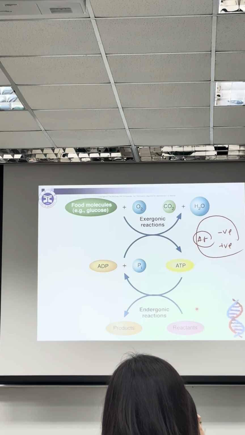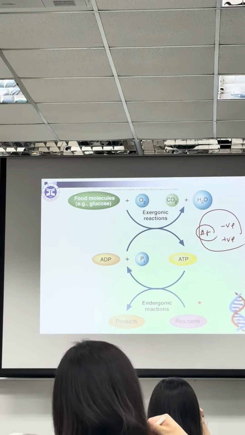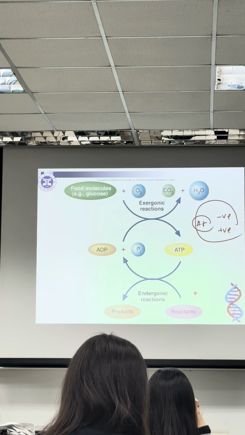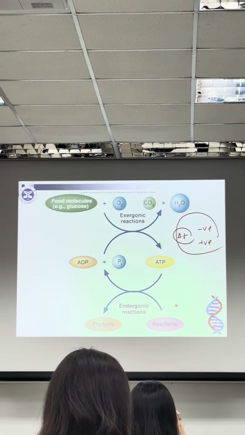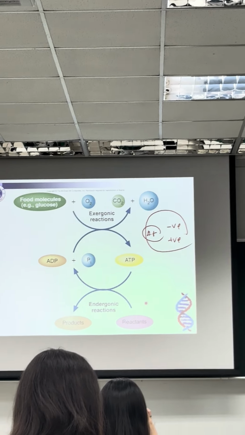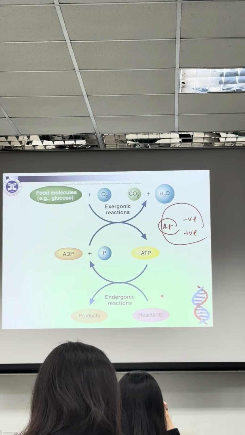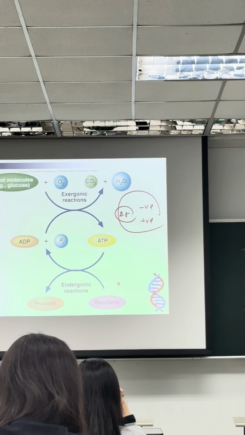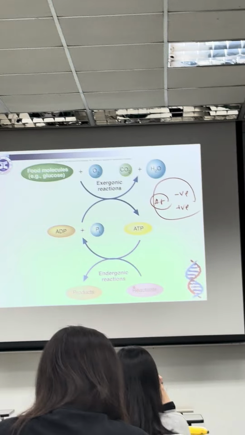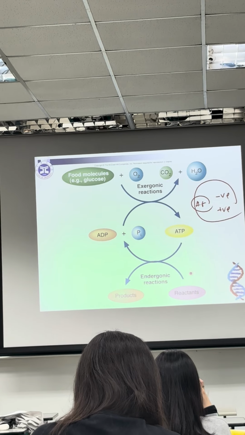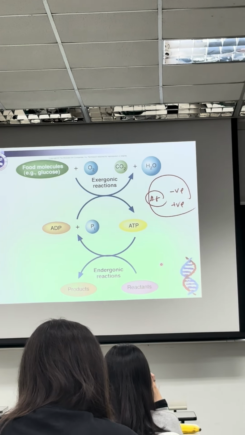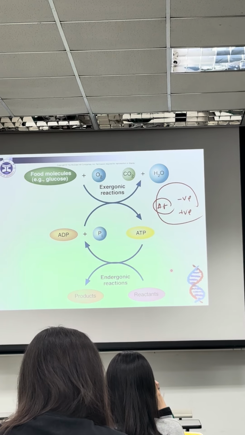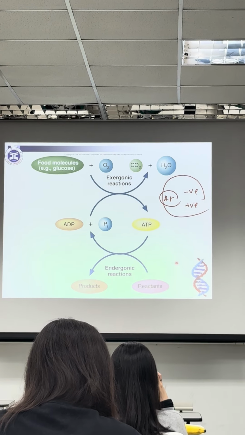For example, when we breathe, we exhale carbon dioxide and water vapor. What is the process? Exergonic. So write down the equation accordingly. The second one, ATP forming ADP. This is an endergonic reaction. So give examples of exergonic and endergonic.